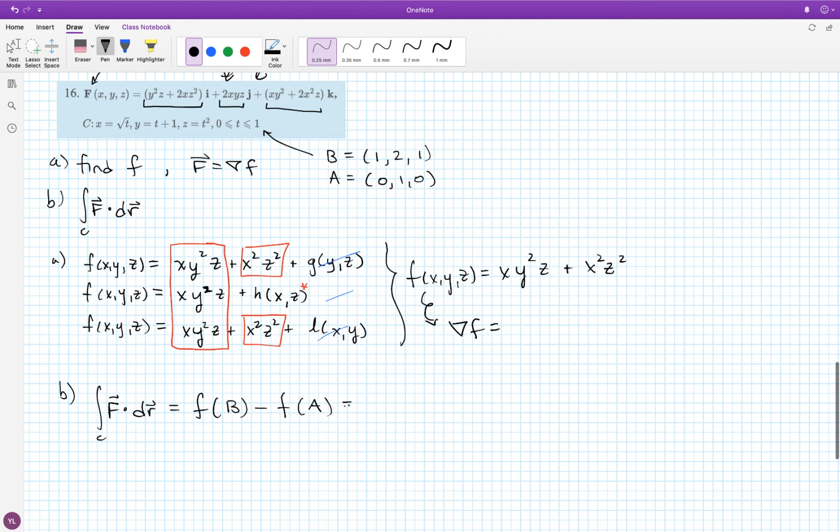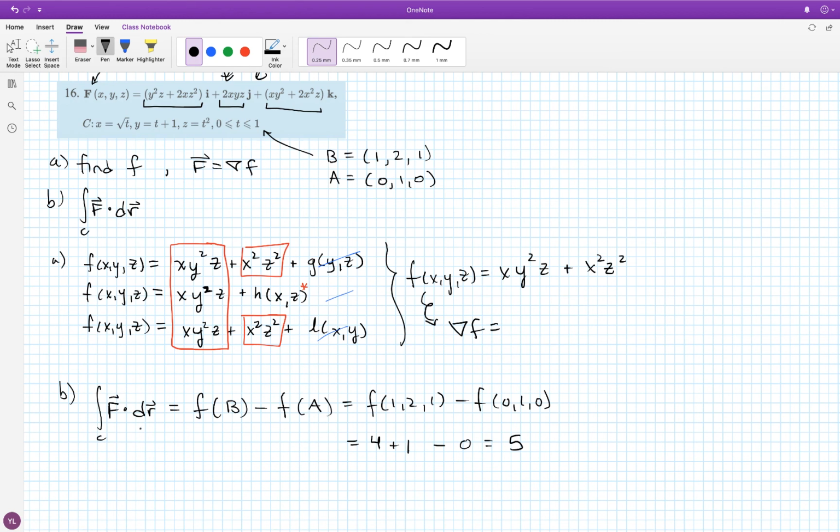So to compute this line integral, I plug 1, 2, 1 into the potential function, then 0, 1, 0. And here's the function here. I get 4 plus 1 minus 0. So it's 5.